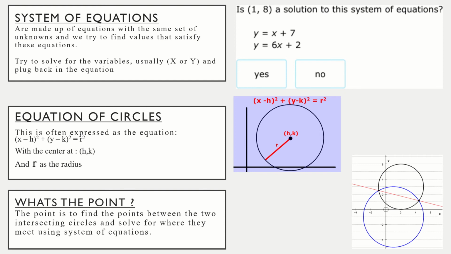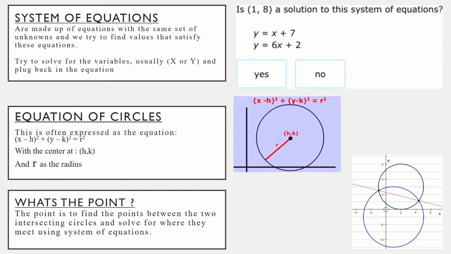The equation of a circle is often expressed as (x - h)^2 + (y - k)^2 = r^2. We're going to be needing this for the system of equations. And the center of the circle is often represented as (h, k), and r is the radius.